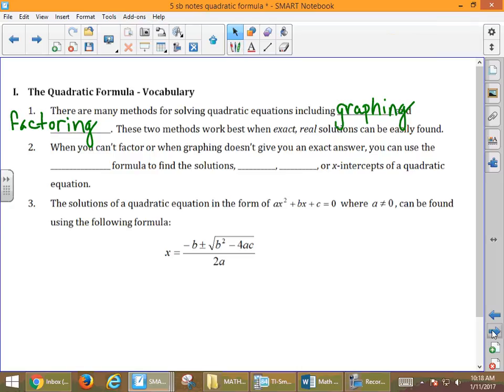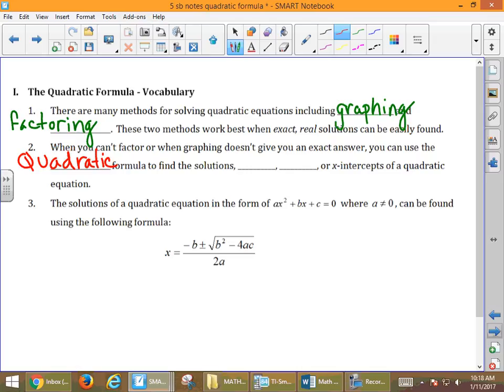When we can't factor, or when graphing doesn't give us an exact answer, we can use the quadratic formula. Solving by graphing, solving by factoring, solving by the quadratic formula, these are all different methods to find the roots or the zeros or the x-intercepts of a quadratic equation.